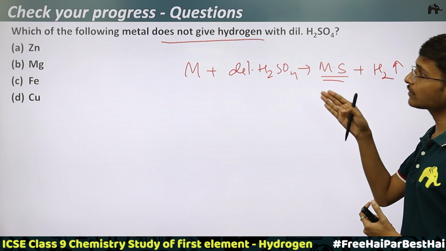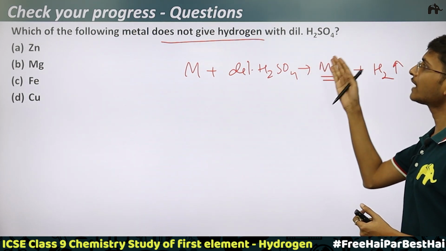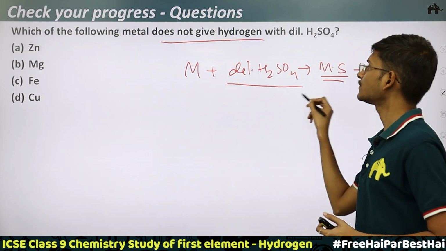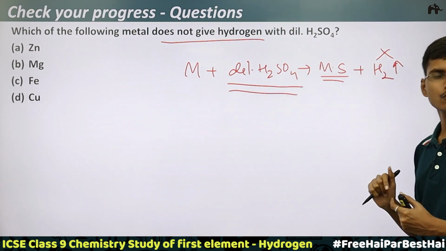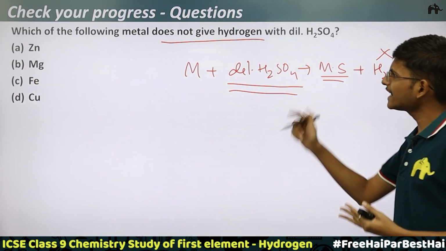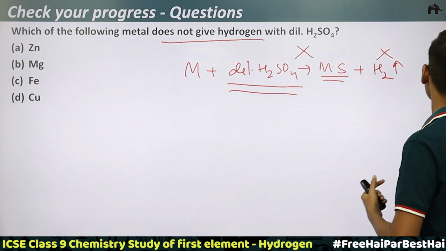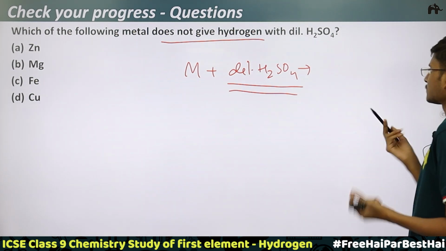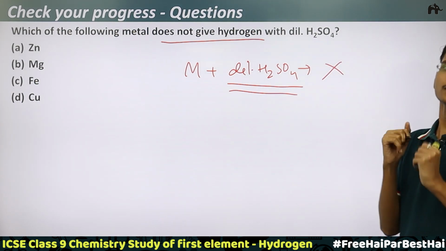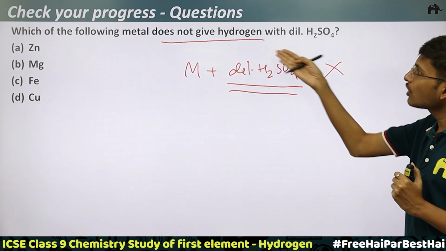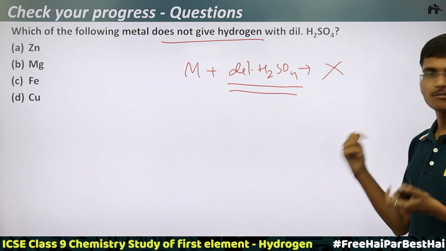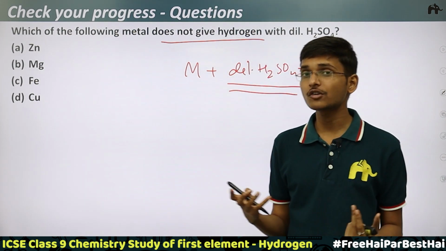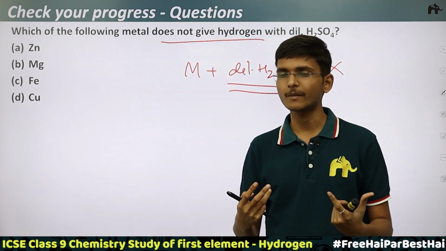They are asking us which of the following metals out of these four does not give hydrogen with dilute sulfuric acid. The metal which won't give hydrogen with dilute sulfuric acid won't even react with dilute sulfuric acid to give the products. If there are no products, there is no hydrogen. So the metal which does not give hydrogen simply does not react with dilute sulfuric acid. Now, which of the following four metals does not react with dilute sulfuric acid? Come on, quickly think over and get to the answer.